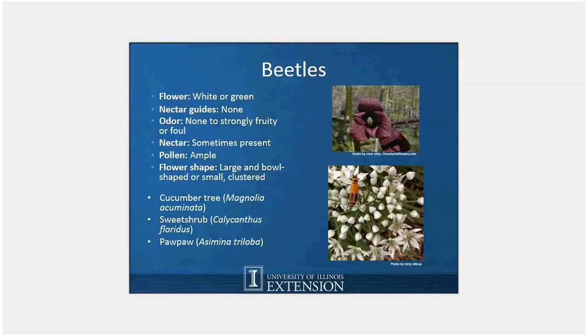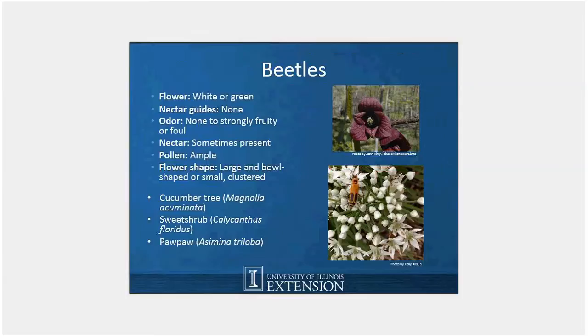So the first group we'll talk about is the beetles. This is a group of insects that people don't typically think of as pollinators. The flowers they are attracted to are generally white and green. They don't have any nectar guides, and we'll talk a little bit more about nectar guides when we get into bees. The odor of the flowers, either no smell or they can be strongly fruity or foul. Sometimes nectar will be present, sometimes it won't. Most of the time beetles are after pollen, so these flowers tend to have ample amounts of pollen. And these flowers are large, bowl-shaped, like the pawpaw up in the top right corner, or they're small and clustered, like the picture in the bottom right with the soldier beetle.